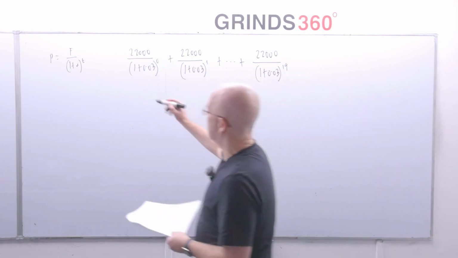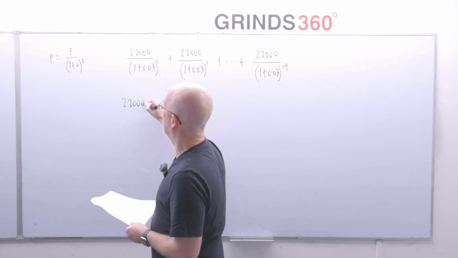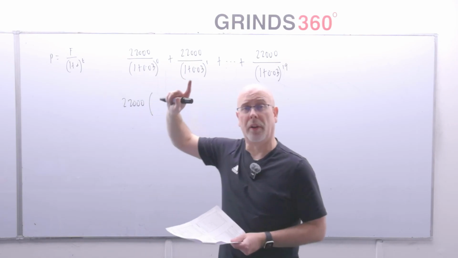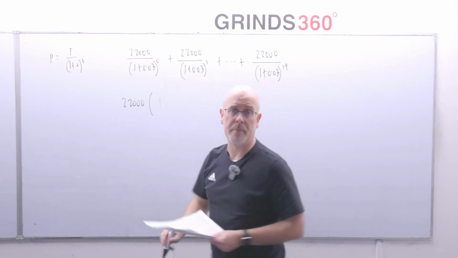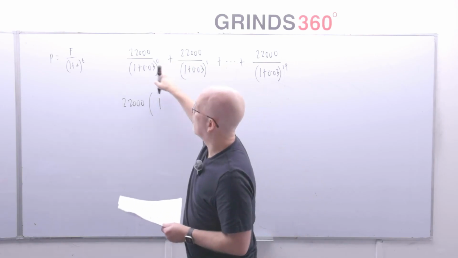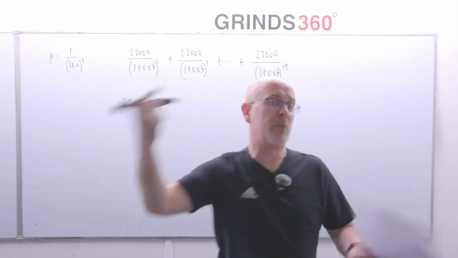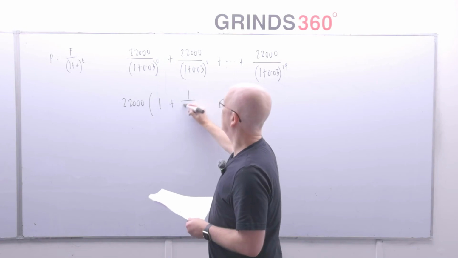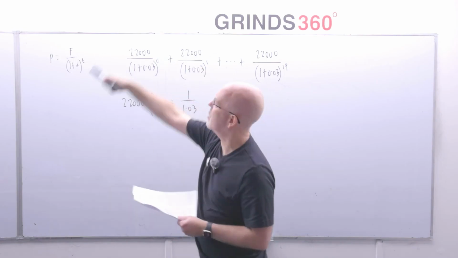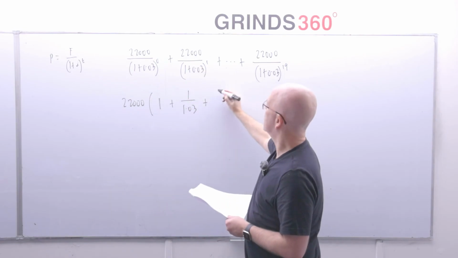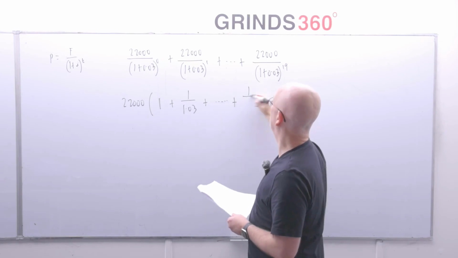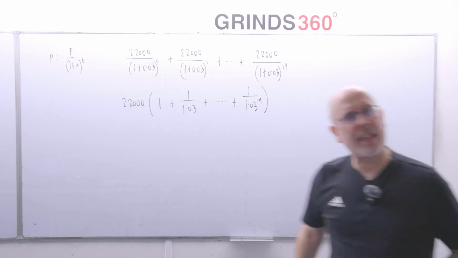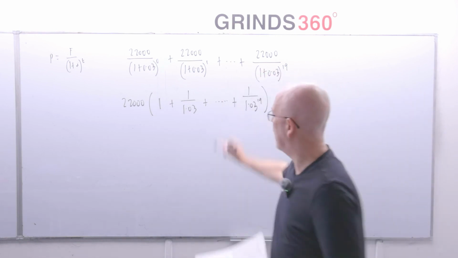So now, the rest of the method is the same. Let's pull the 22,000 outside a bracket. Now remember, 1.03 to the power of 0. Anything to the power of 0 is just 1, so that's just 1 over 1, which is just the number 1 here. When I pull the 22,000 outside a bracket, we're left with that, plus 1 over 1.03, plus and so on, all the way up to 1 over 1.03 to the power of 19. And now, everything's the same as we've been doing all night, okay?